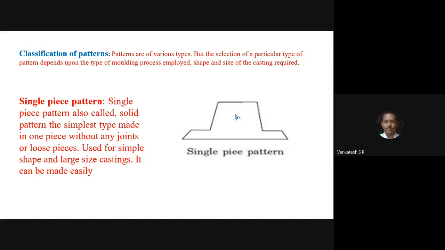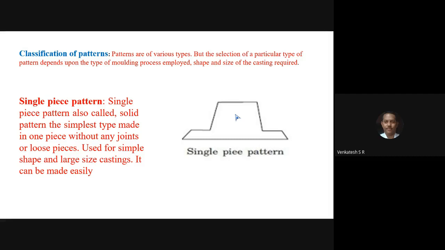Single piece patterns are commonly used for making of plumber block. All of you see, the end of the shaft is supported by bearing plumber block. That type of solid castings are produced by using single piece pattern. This is the solid pattern made of wood, usually teak wood or aluminium. Write down the rough diagram of the single piece pattern.